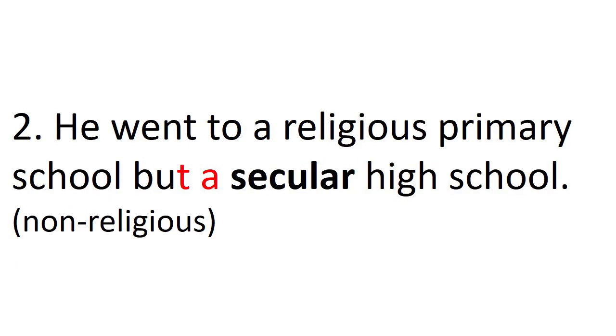Number 2, he went to a religious primary school, but a secular high school. And primary school and high school are both compound nouns because they are two words that represent one meaning. So that means we stress the first word, primary school, high school. And then let's connect but-a and let's say but-a. Listen again. He went to a religious primary school, but a secular high school.